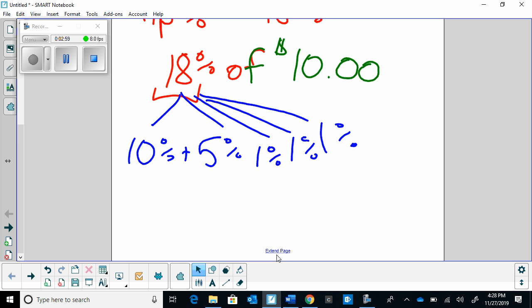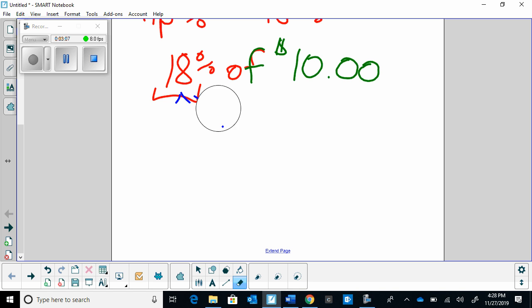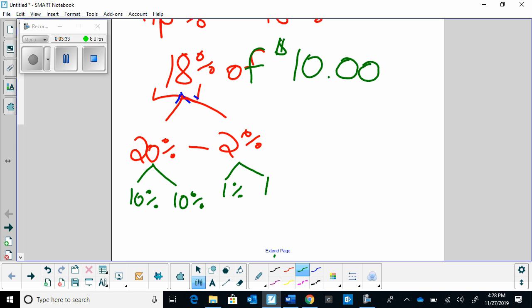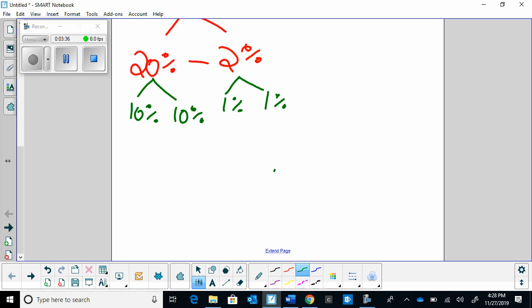Another way that I could do it is figure out, well, if I can calculate 10%, then maybe I can calculate 20%. And if I have 20%, then all I have to do is take away that 1% from each one. So let's say this is 20% minus 2%. Okay, so 20 minus 2 is going to give me 18. This is a different way than what we did in class, or what some people might have done. Well, we know 20% is 10% and 10%. We know 2% is 1% and 1%.